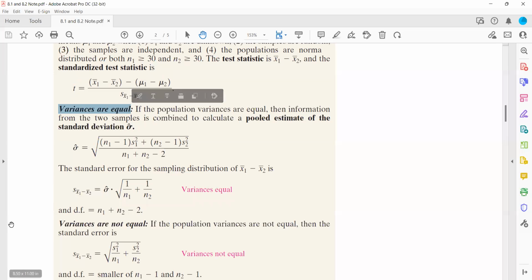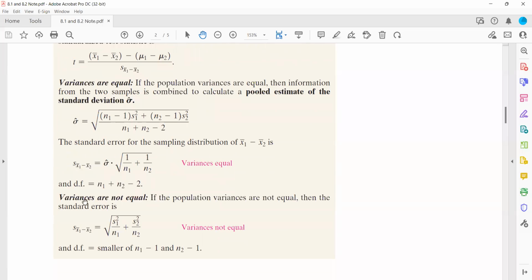If, however, it says variances are not equal to each other, then for your standard error you don't have to find a pooled estimate of standard deviation. You just go directly and find the standard error, which is the square root of s1 squared over n1 plus s2 squared over n2, and you're going to select the smaller of n1 minus 1 and n2 minus 1 as the degrees of freedom. Okay, let me write it in the note for you, so you have these formulas written next to each other.